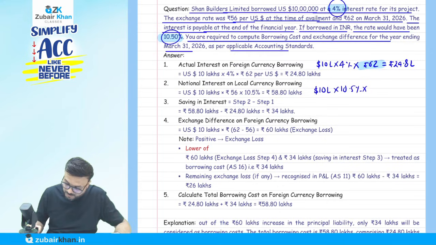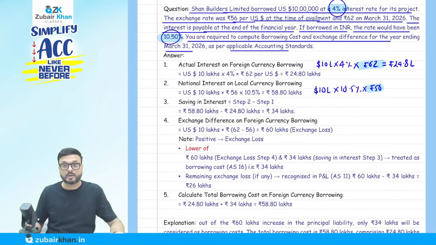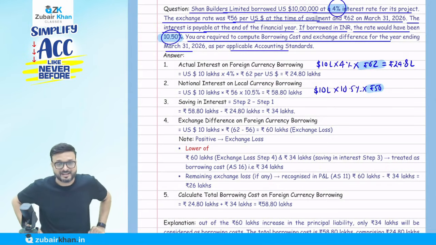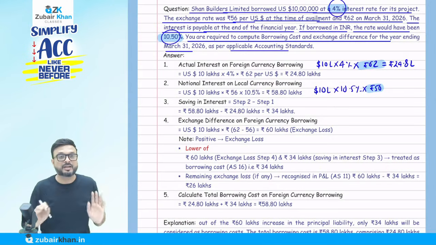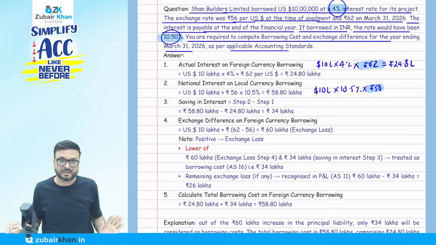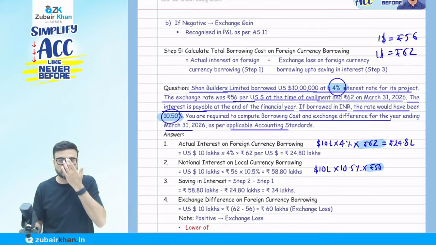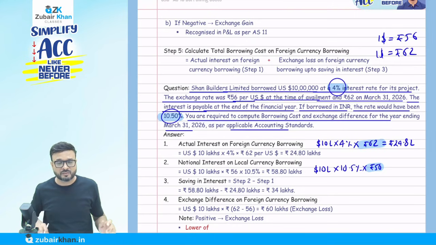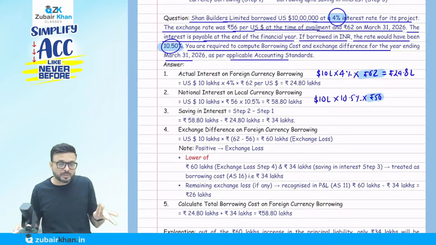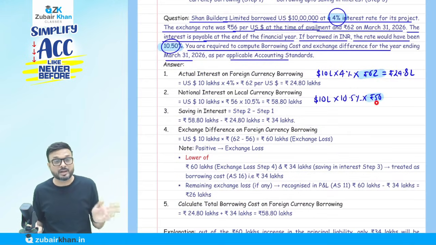But here is the main point. Here I will not multiply by 62. I will multiply by 56. Why? Because if we have taken a loan from the Indian bank, we don't care about the exchange rate. Whatever the exchange rate was at the start of the year, this much fund we borrowed, and at the start of the year it was 56. We took a loan of this 10 lakh dollars that year. So when I pay the interest to the Indian bank, it will be in rupees only. So I don't care about the exchange rate, and therefore there is no need to take the end-of-year exchange rate.